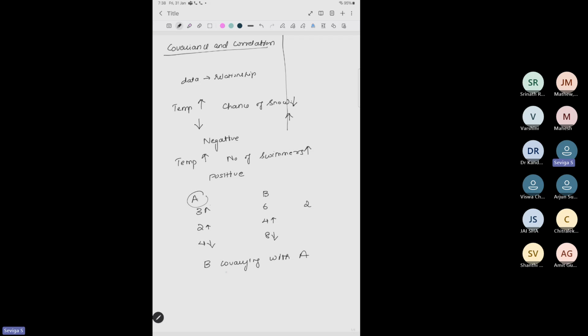So we can say B is co-varying with A. We can say these two variables A and B are co-varying. So if two variables are co-varying, we call that term covariance. So we see the relationship between A and B. They are co-varying, and this concept is called covariance. Covariance talks about the relationship between two variables, how they are related.